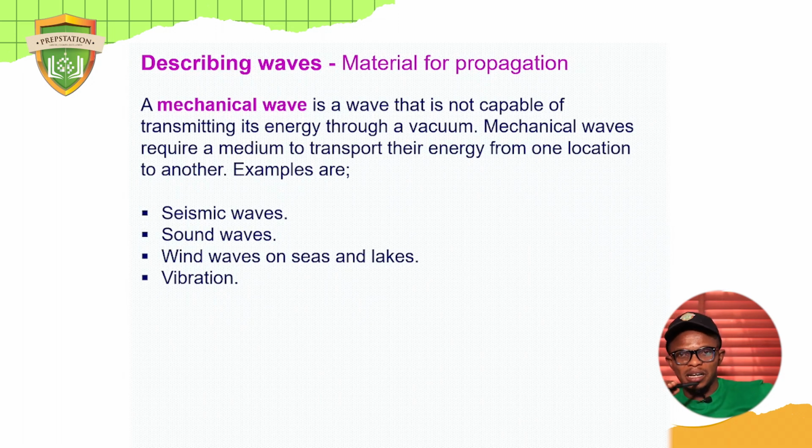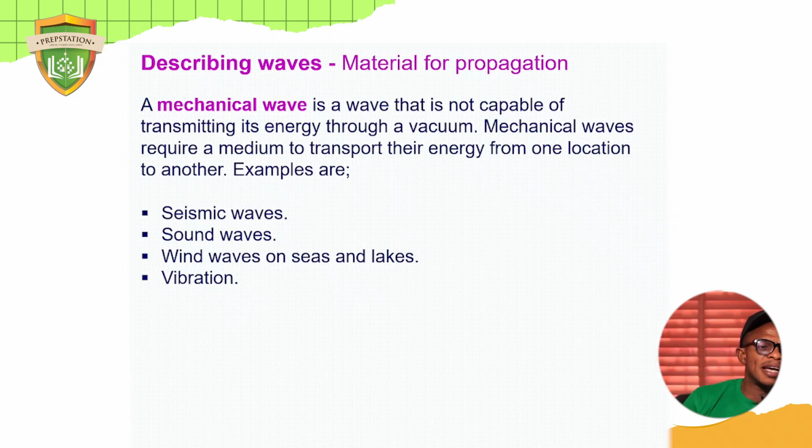Vacuum is where matter does not exist. And when I say matter, I'm also referring to gas. Vacuum is where there is no air. Remember, I explained what matter is all about: solid, liquid, and gas. So where there is no matter, it means there is no air. So a mechanical wave is that wave that is not capable of transmitting its energy through a vacuum.